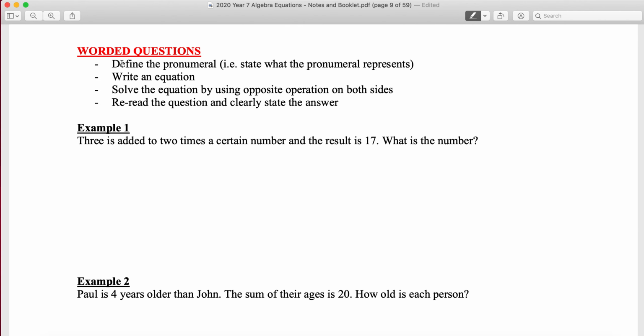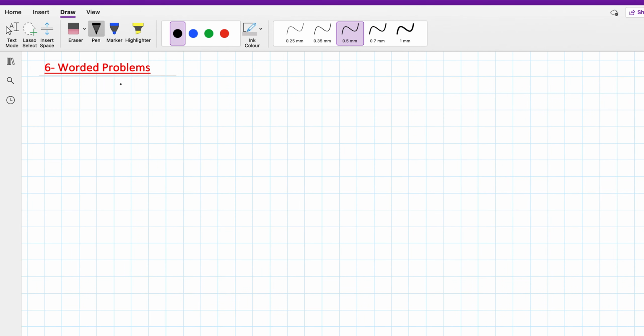So the first step is define the pronumeral. I'm going to actually write it down and I want you to do the same. We're going to define the pronumeral, and we're going to do examples later on to explain what we mean by that. So define the pronumeral.